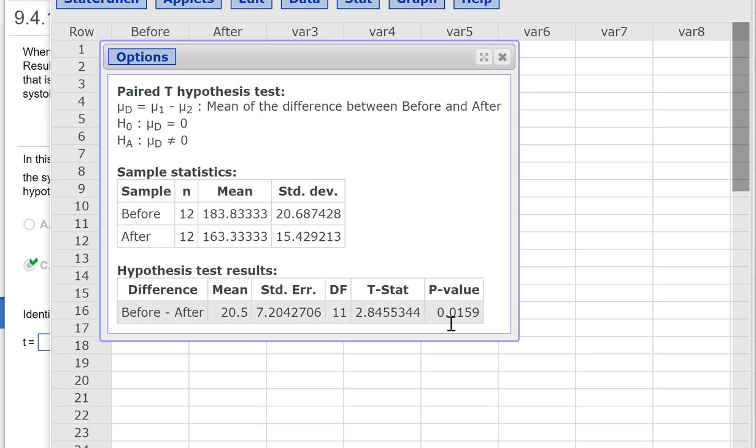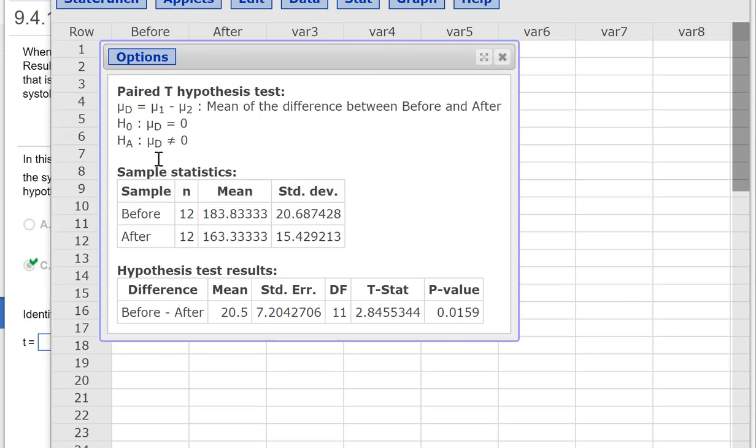It's 0.016 as my p-value. So only about 16 samples out of 1,000 would I see a result this large if the mean difference was indeed equal to 0. Even if there was no difference, I'd see a result this large just by chance, about 16 times out of every 1,000 samples. So it's unlikely that's one of those. So I'm going to reject the fact that they're equal.